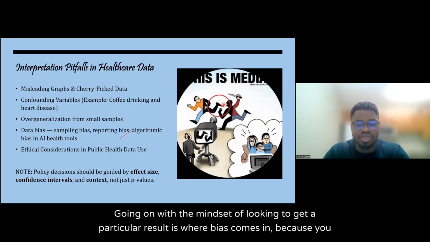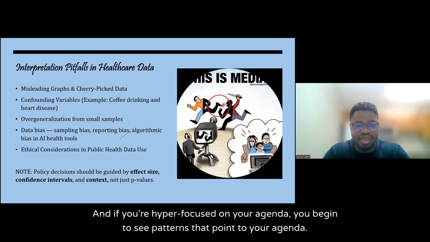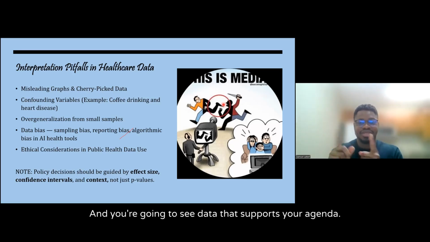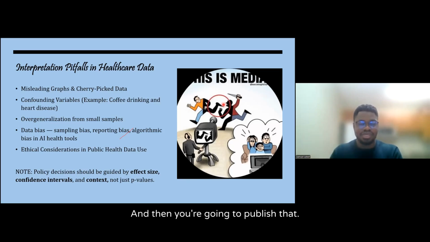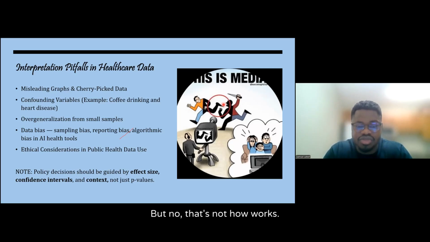Going on with the mindset of looking to get a particular result is where bias comes in, because you already have an agenda. And if you're hyper-focused on your agenda, you begin to see patterns that point to your agenda, and you're going to see data that supports your agenda. And then you're going to publish that, and you're going to say, yes, I've always said it, but no, that's not how it works. You have to have an open mindset. You don't know what to expect.